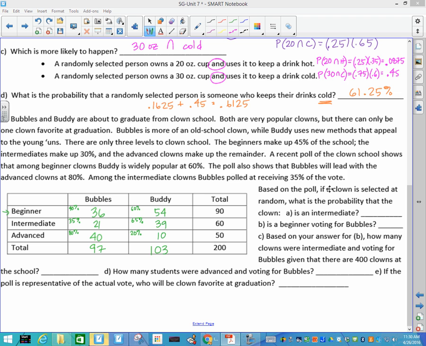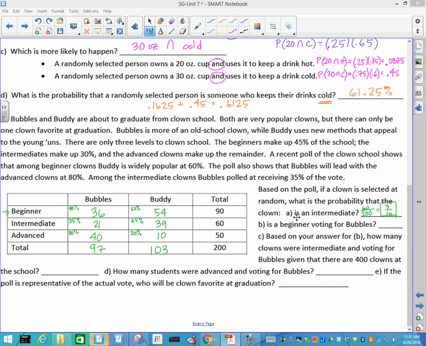Now, based on the poll, if a clown is selected at random, what is the probability the clown is an intermediate? Okay, so that means I am taking a total of 60. I don't really have room to write my little P notation, so we're going to go without this time, but I would, like I said, appreciate if you put it on the test. 60 are intermediate out of a total of 200, and when you simplify that, you will get 3 out of 10. Okay, acceptable answer.